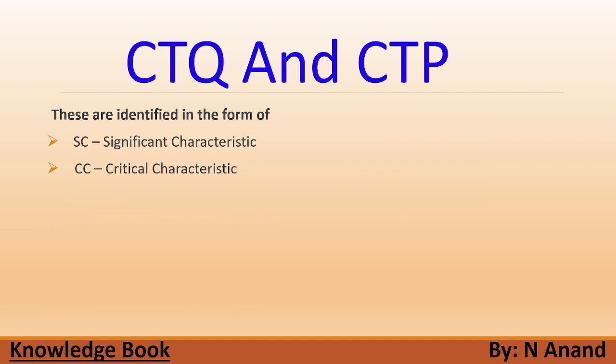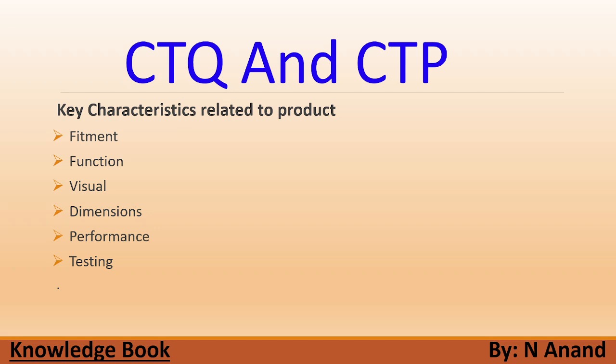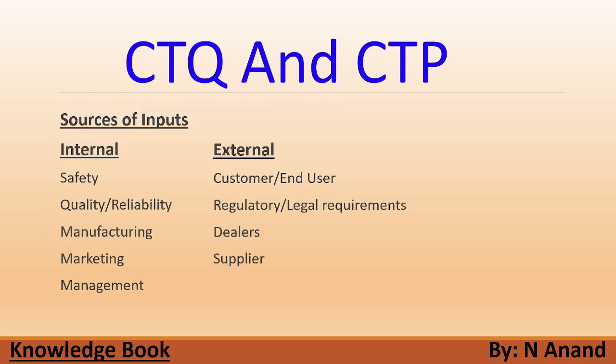Now, these CTQ and CTP are identified as SC and CC characteristics, significant and critical characteristics. The key characteristics related to the products are fitment, function, visual, dimension, and performance and testing.